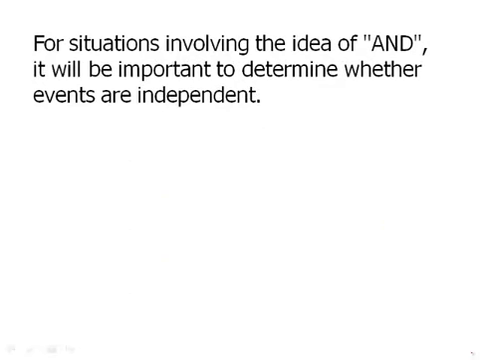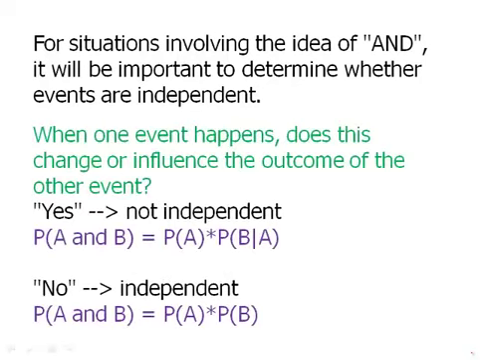For situations involving the idea of "and," it will be important to determine whether the events are independent. Let's review this. The crucial question here is: when one event happens, does this change or influence the outcome of the other event? Another way to say this is, knowing how one event turns out, does that give us any information at all about how the other event would turn out? If the answer is yes, then it's not independent, and we have to use conditional probabilities. If the answer is no, if one event truly does not influence the other at all, then the events are independent, and we can use the very simple "and" rule.